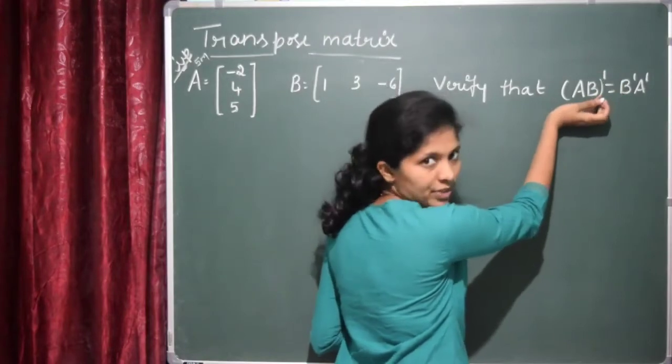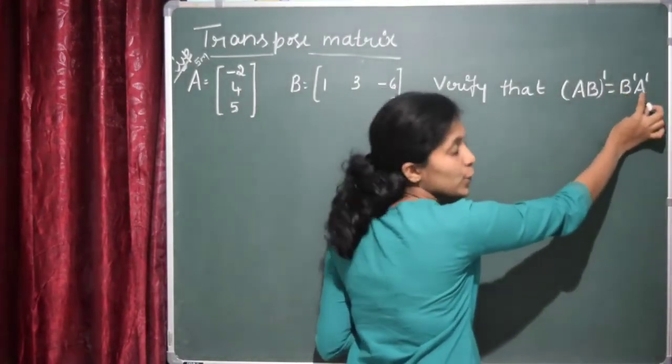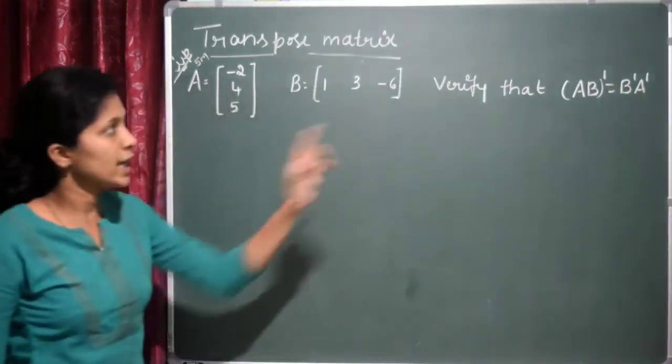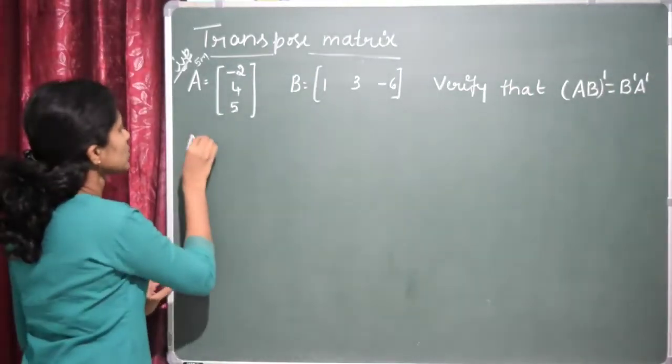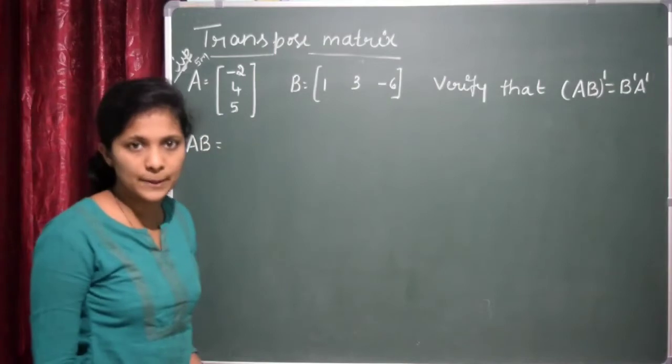Here this will be the left hand side. Right hand side will be, first you have to find the transpose of B, then you have to find the transpose of A, then you have to multiply. Those should be equal. Now first we'll find the product of A and B. Before that, what you have to check? Whether the matrix multiplication is possible.